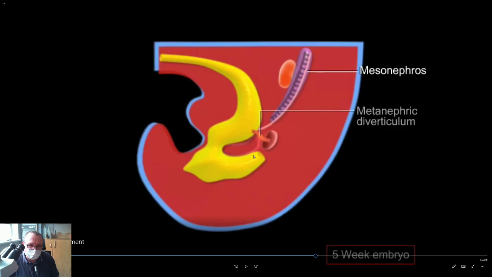The cloaca has to divide into two parts. This dorsal part will give rise to the terminal end of the digestive tube, that means the anorectal canal.